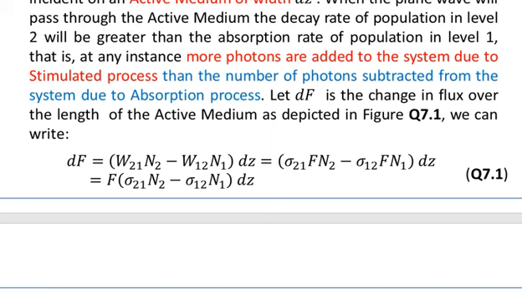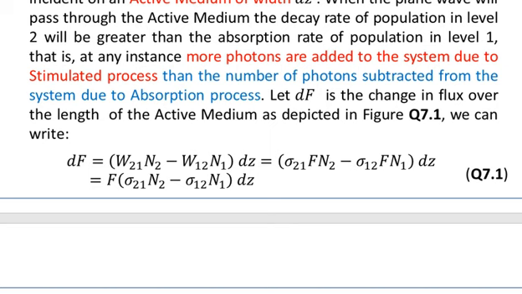Okay, so we can write equation number 7.1 as dF, that is the change in flux, is equal to W21 into N2. This term is due to stimulated emission, minus W12 into N1. This is due to stimulated absorption. Since stimulated emission is greater than stimulated absorption in this case, that's why we have written it this way, and we have subtracted the absorption term from the stimulated emission term.